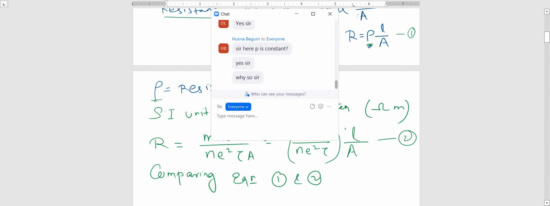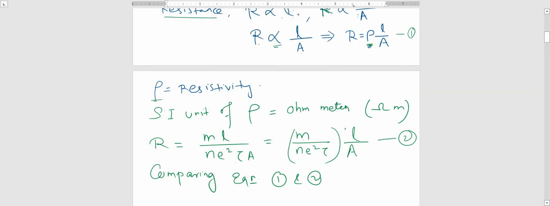Husna Began is asking why rho is constant. Yes, sir. Why so? It's a proportionality constant, no? R is directly proportional to L by A. To remove this, you put a constant. This constant is rho.